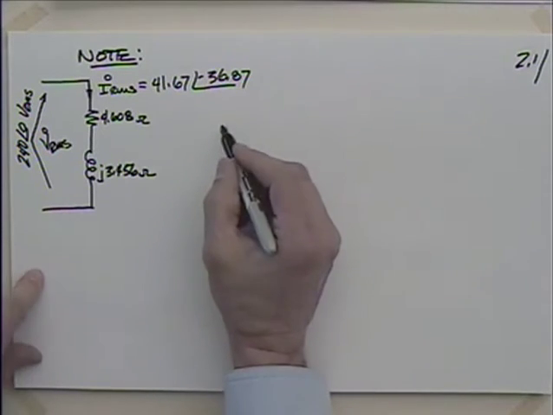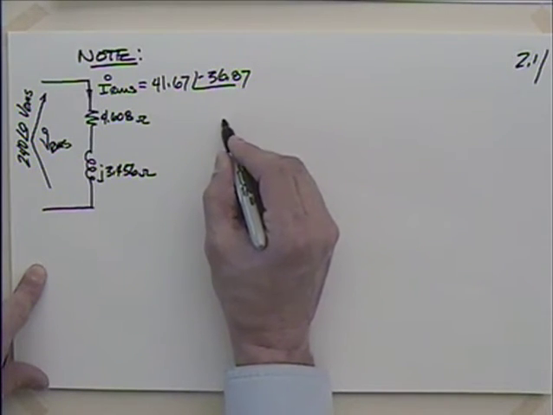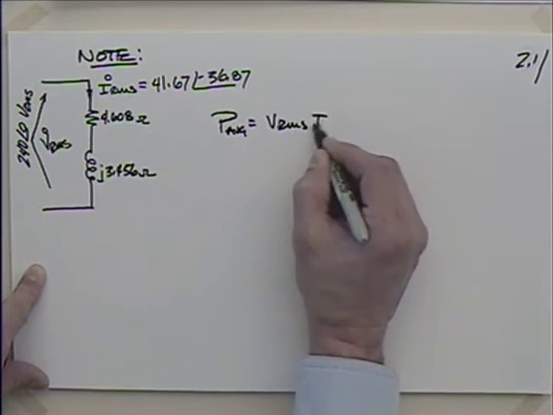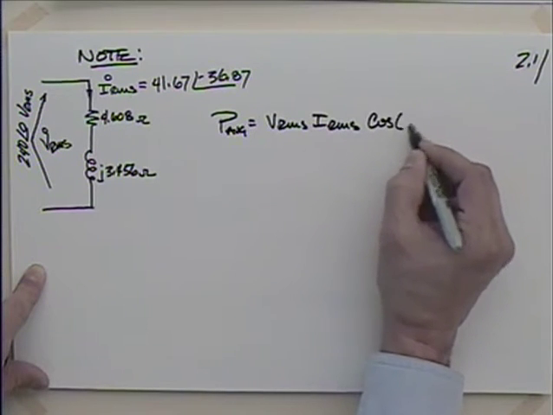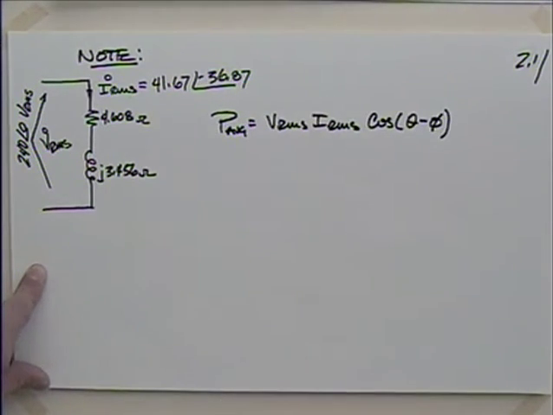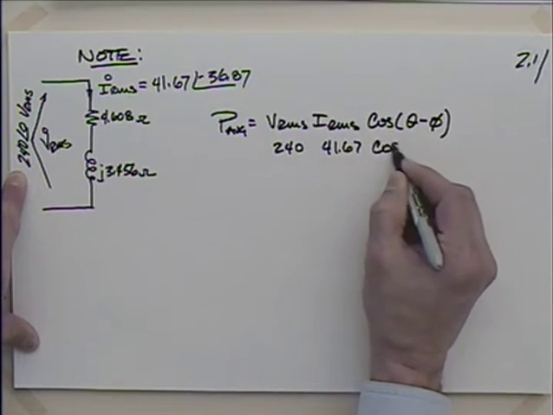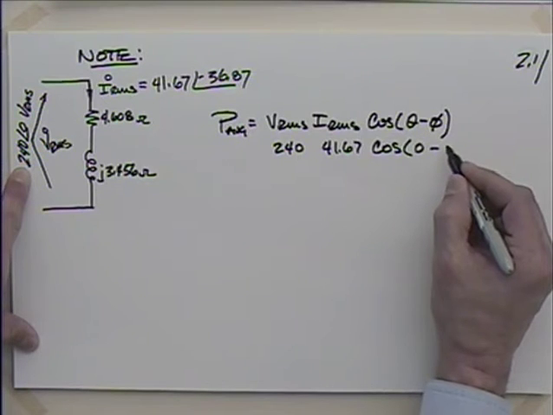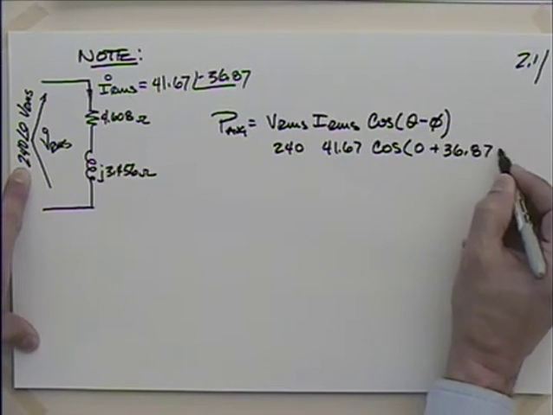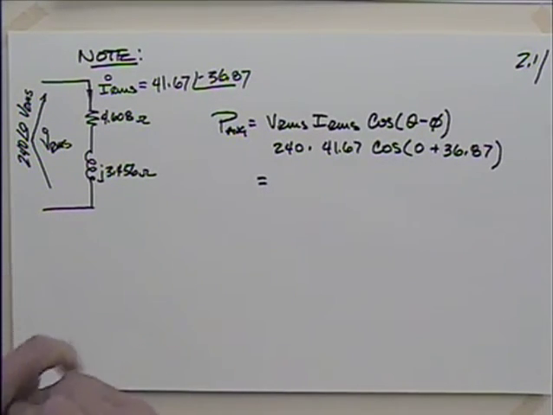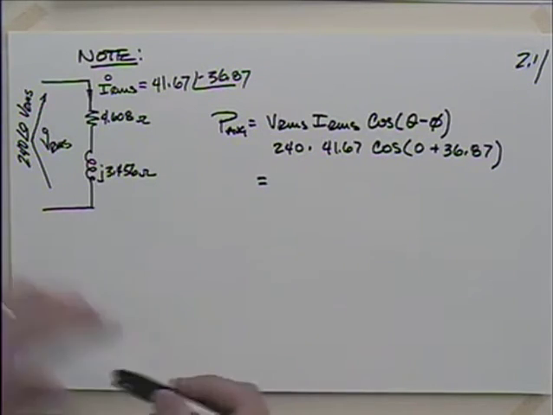Now, if we wanted to find the power, we've got all kinds of possibilities for power. We could say that the average power was equal to VRMS times IRMS times the cosine of theta minus phi, right? That'd be one way of doing it. You'd put your 240 in here, you'd put your 41.67, you'd have the cosine of the angle of the voltage, 0, minus the angle of the current, so that would be a positive 36.87. Okay. That would be fine. Let's see, what's that turn out to be? I sure hope it's 8 kilowatts. Yeah, 8,000.